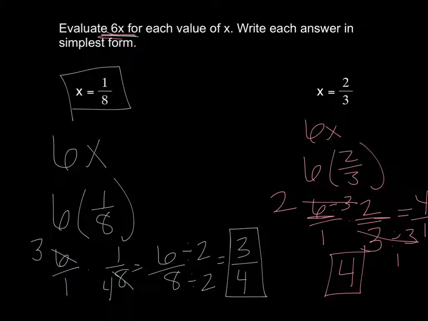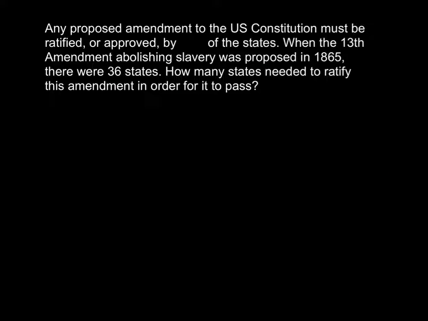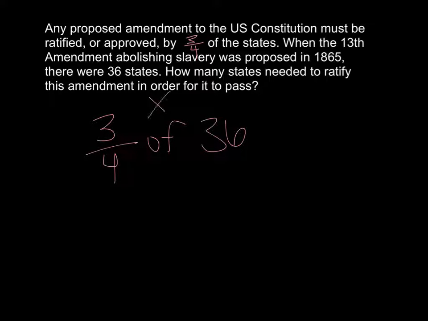All right, let's try one more problem here quick. This next one's a word problem. This is supposed to have a 3/4. Any proposed amendment of the United States Constitution must be ratified or approved by 3/4 of the states. When the 13th Amendment abolishing slavery was proposed in 1865, there were 36 states. How many states needed to ratify this amendment in order for it to pass? All right, so we need to know what is 3/4 of 36. Whenever we see of, we think multiplying.